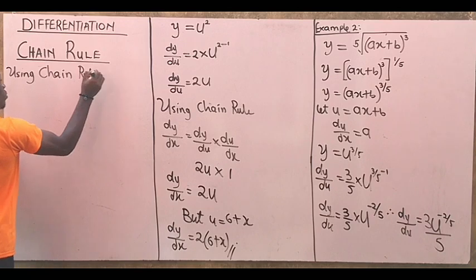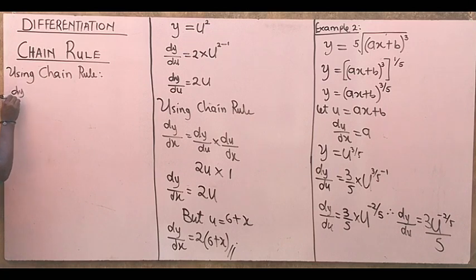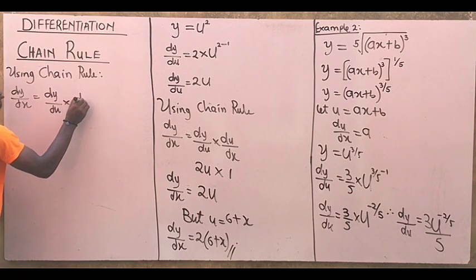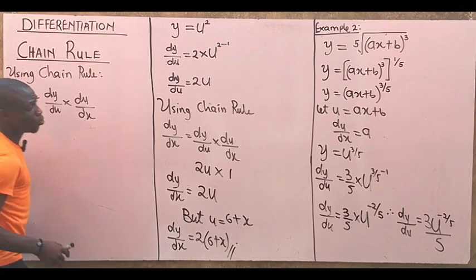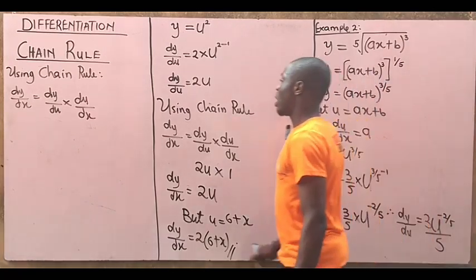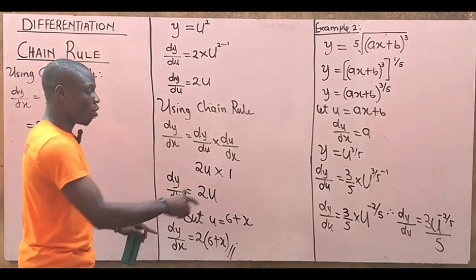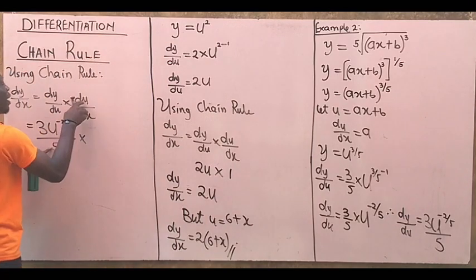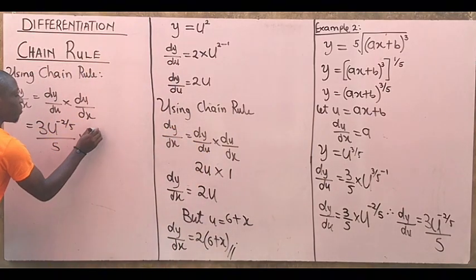If I use chain rule, recall that we said chain rule is what? dy over dx equals dy over du times du over dx. That is to say, I'm having dy over du. Check. dy over du is obviously 3u to the power minus 2 over 5, over 5 here. Am I right? Of course, that's one here. Multiplied by du over dx, which is what? a in this case here. I have a here.